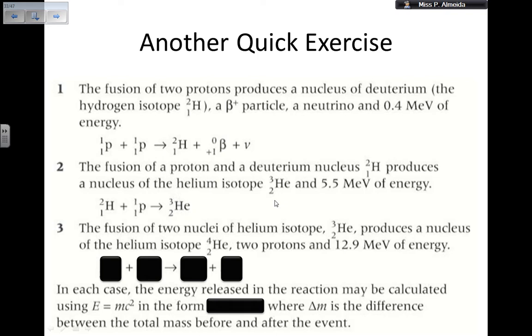Does it make sense? 2 plus 1 equals 3. It makes sense. 2 is equal to 1 plus 1, so it makes sense.